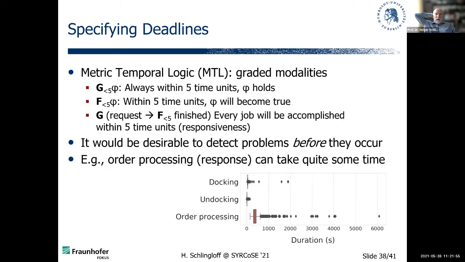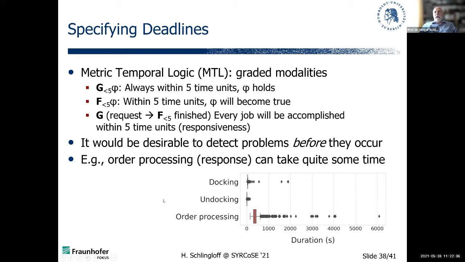And what can we do? Well, we can define a specific temporal logic, which is an extension of metric temporal logic with graded modalities, where we define the semantics. For example, this property means always, whenever there's a request, it will be finished within 5 time units. That's responsiveness and so on. But of course, we would like to find or anticipate deviations of such properties before they occur.